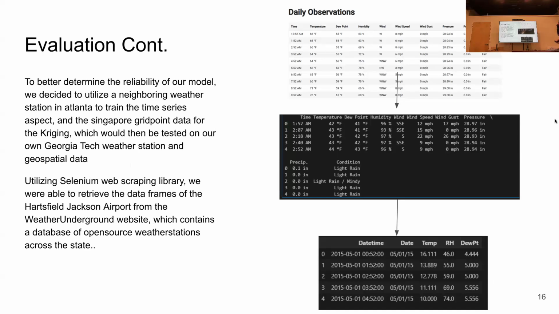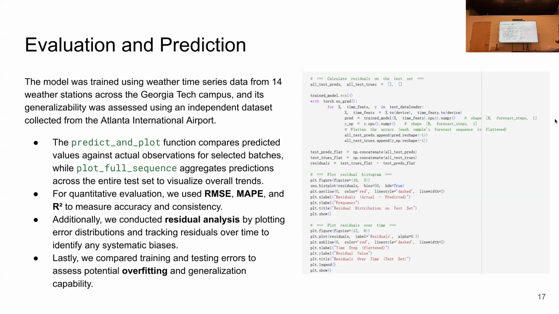We also decided to utilize a neighboring weather station in Atlanta to train the time series aspect. So we utilize the Selenium web scraping library, and then we were able to retrieve the data frames from the Atlanta International Airport, and we can use this for testing data. Also, we can see the model was trained using the 14 weather stations data in Georgia Tech campus, and we use Atlanta International Airport data for testing.